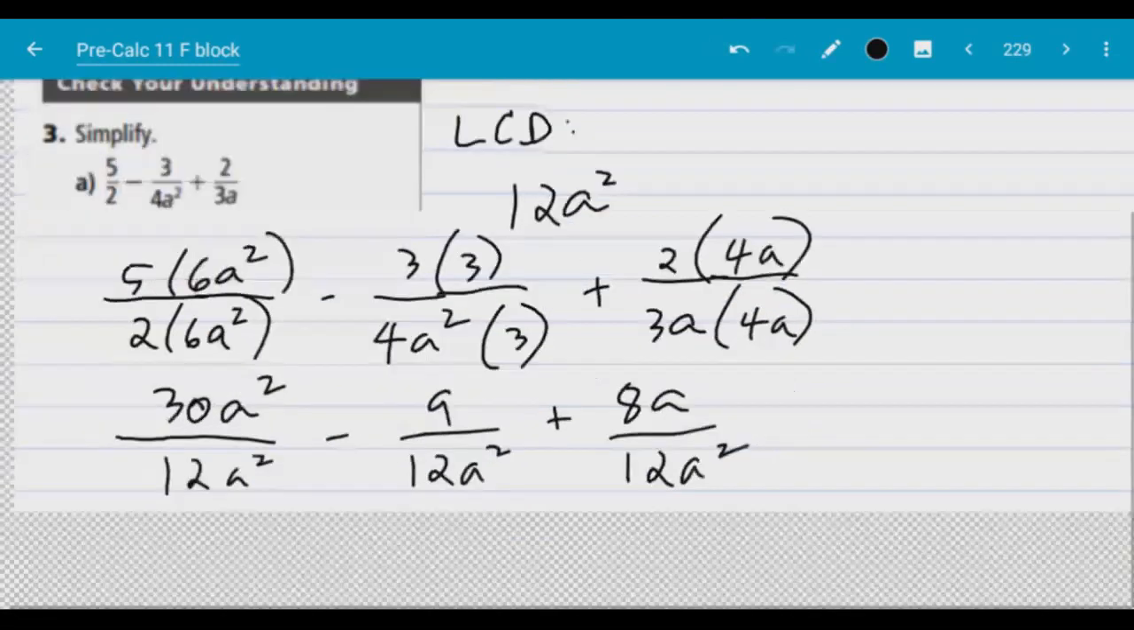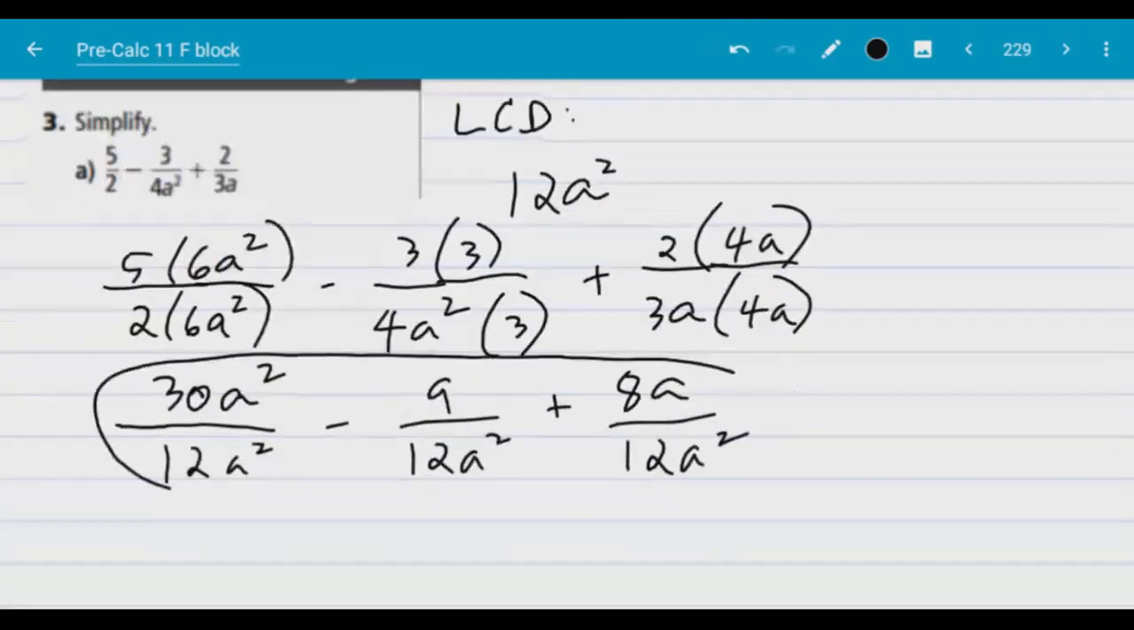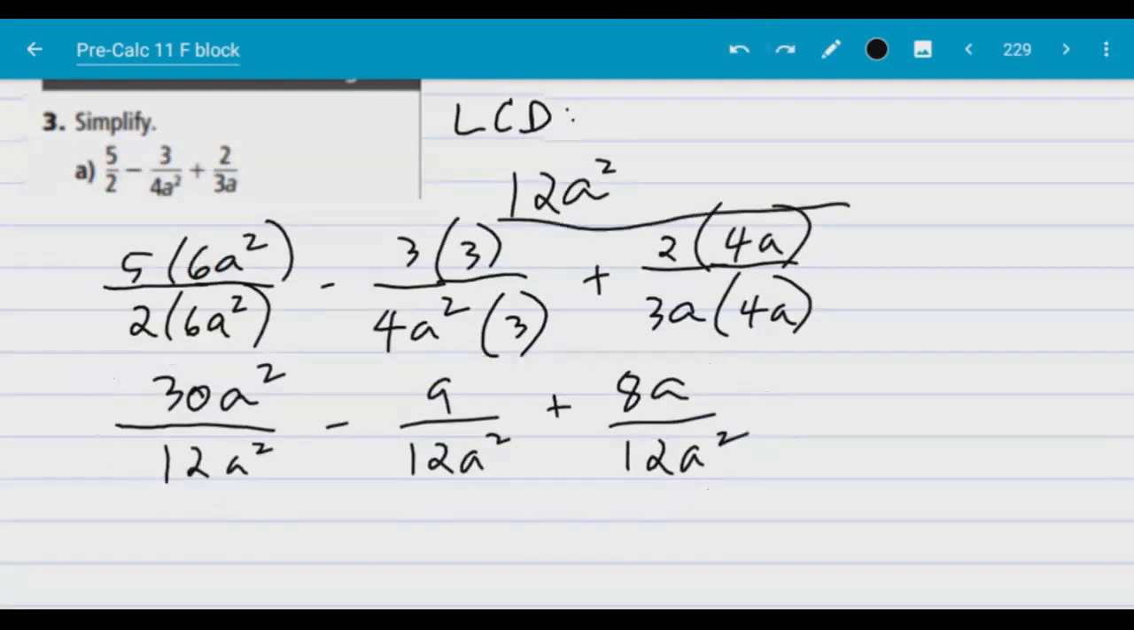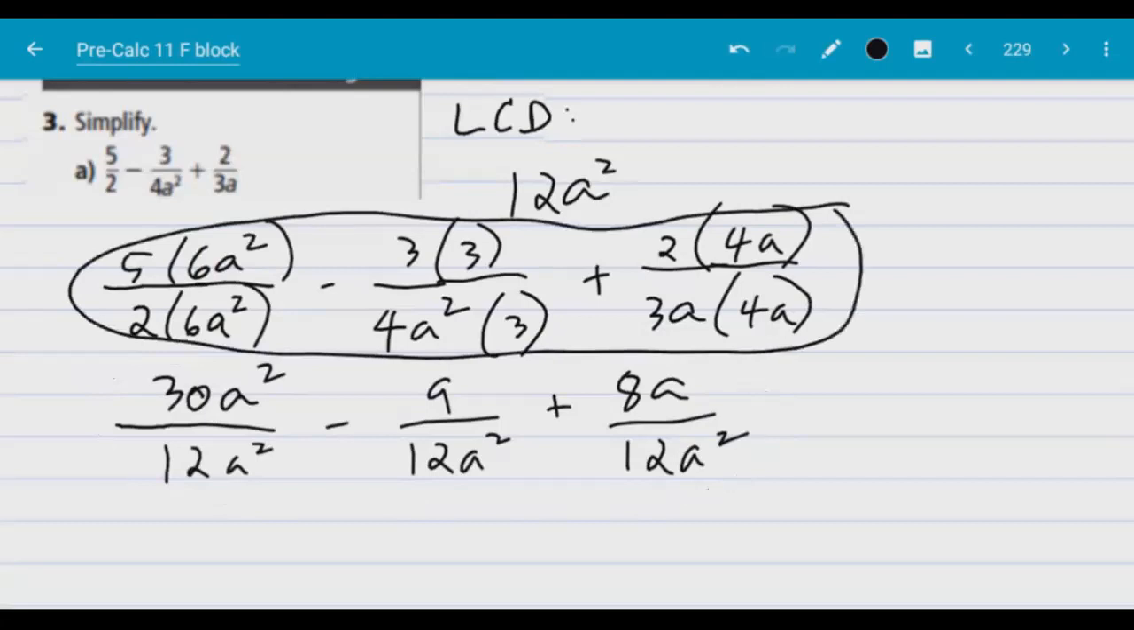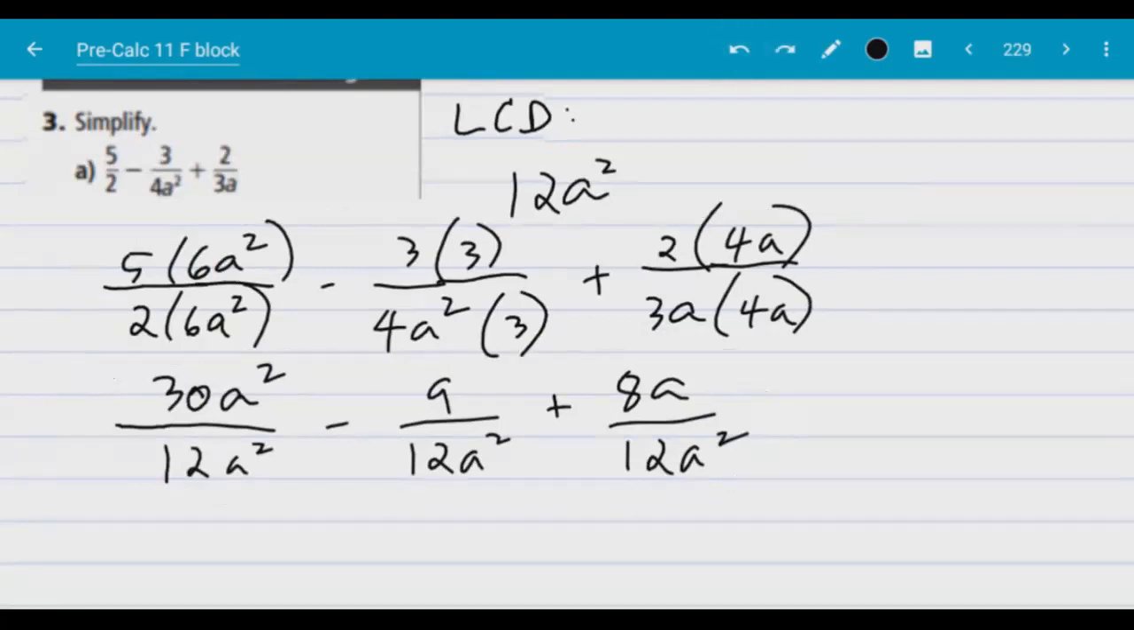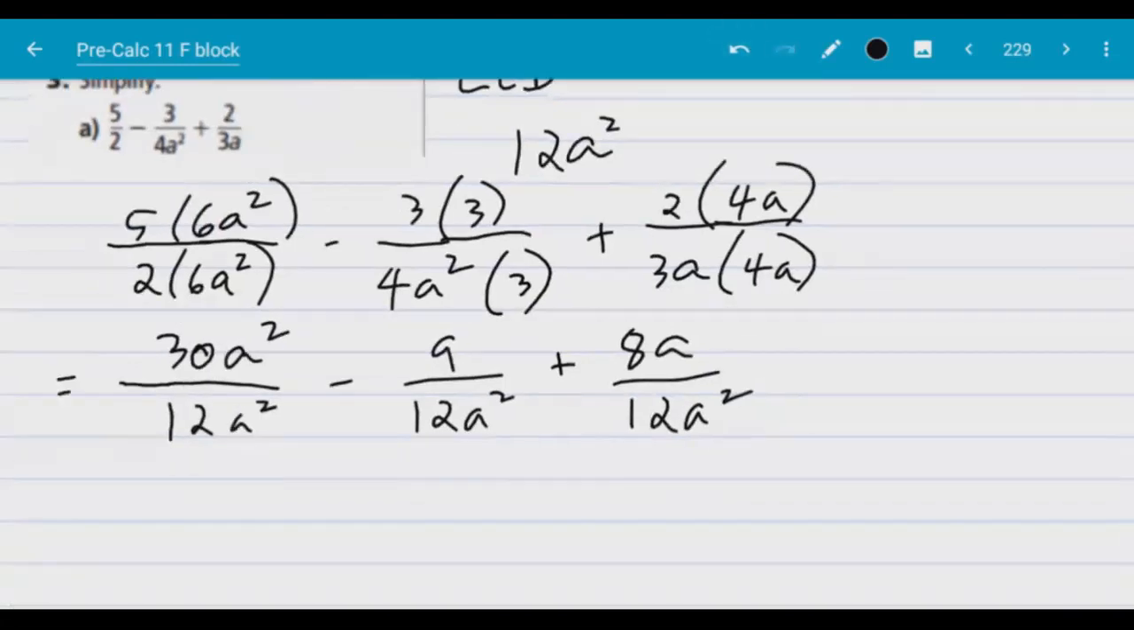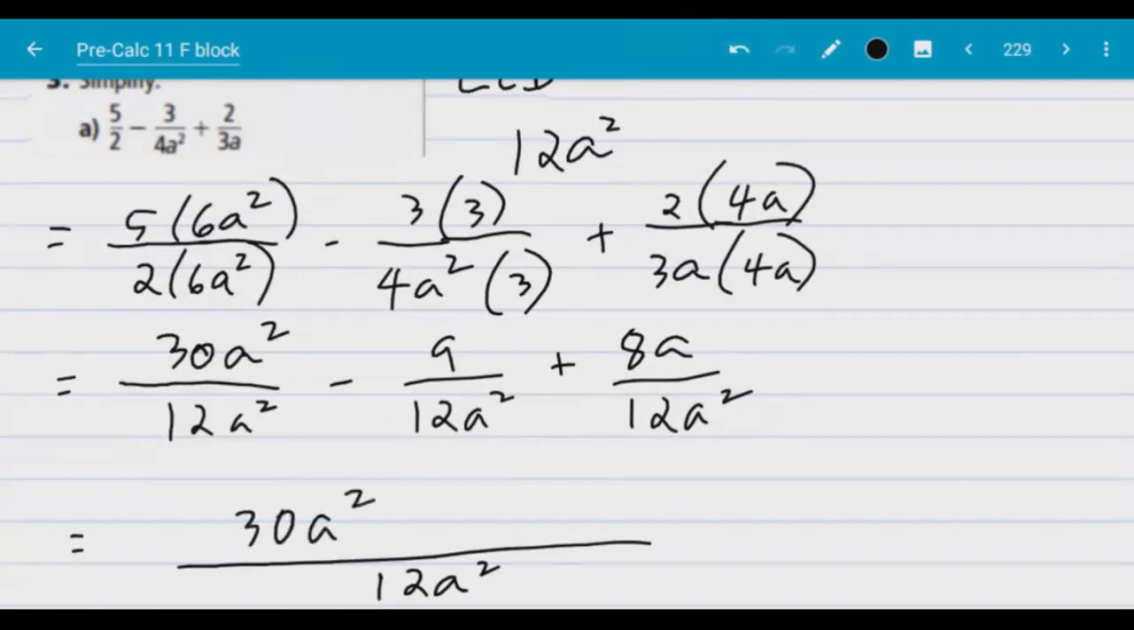Now, probably some of you would actually skip this part because you would have noticed that right on this step, all of them would already have the same denominator. So you can now put them all together and you have 12a squared on the bottom. The top is 30a squared minus 9 plus 8a.